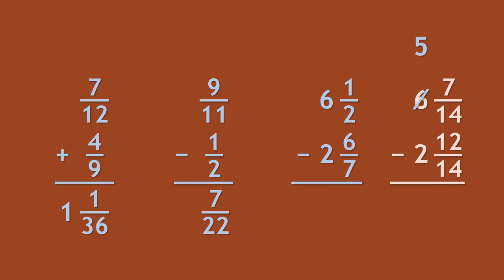Okay, we borrow, and that 6 becomes a 5. The one that we borrow, remember, does not stay as a whole number. It becomes a fraction, and it needs to be a fraction that has a common denominator to the fractions we are working with. So in this case, that 1 is going to become 14 over 14. We add that to 7 over 14, and we get 21 over 14. So now we can subtract. We get 9/14, and 5 minus 2 gives us 3. And that is written in its lowest terms.